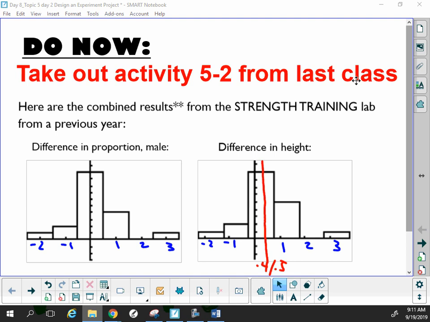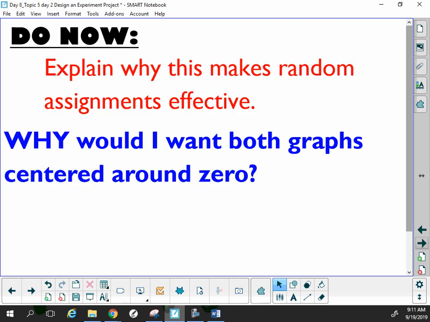Okay, so the question is, why would we want both graphs to center around 0? I'm going to try and break it down for you. The wording is going to be very complicated in a second, but just listen up. So basically, the whole reason we did the random assignment and we used the cards to put them into 2 groups is because we wanted to eliminate bias, right?